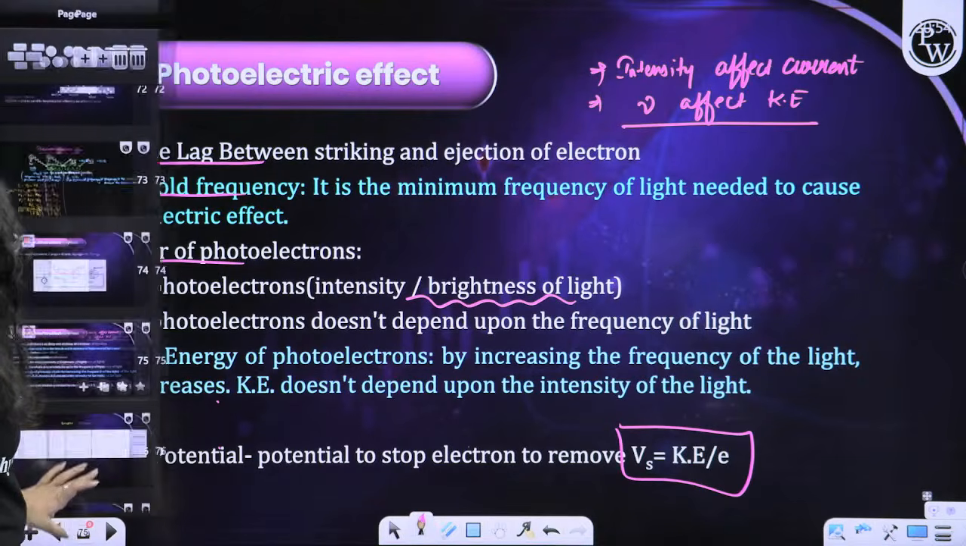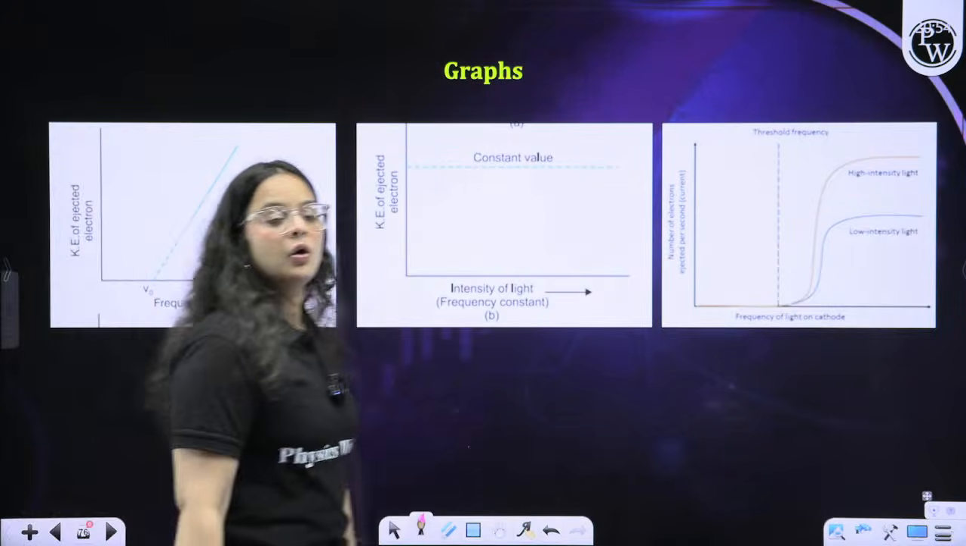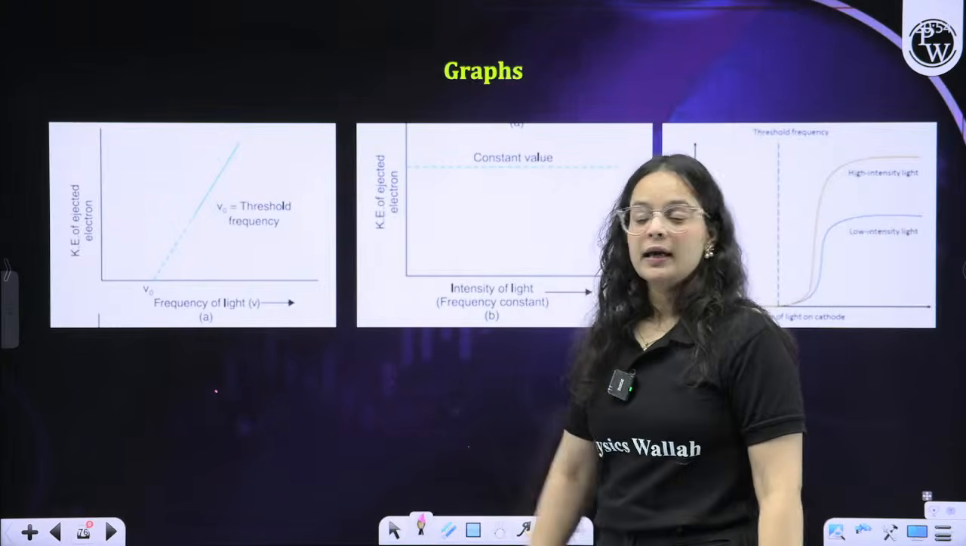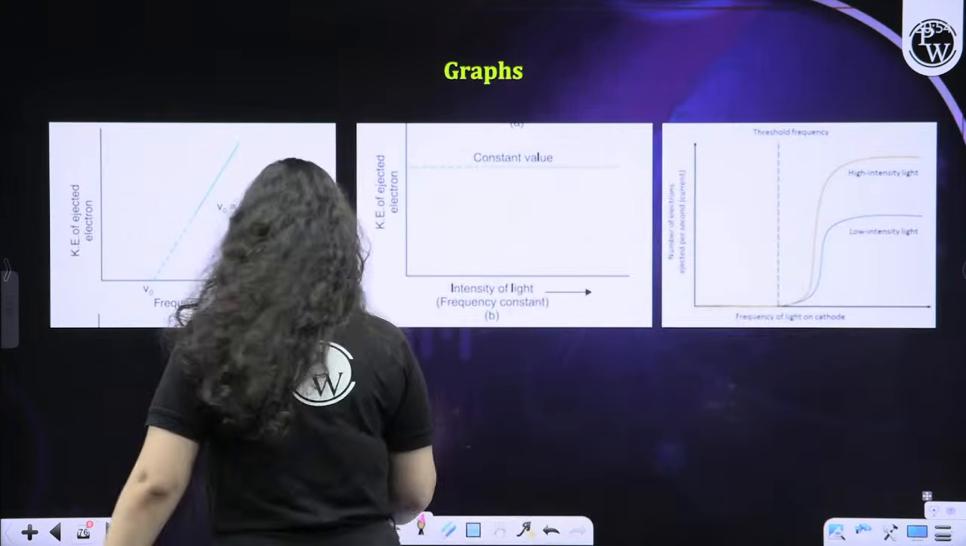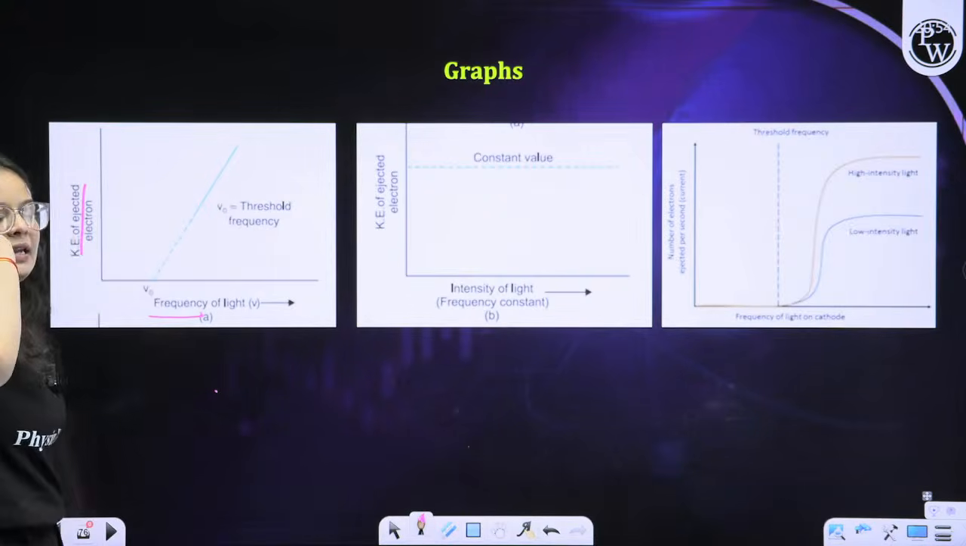Okay, moving on to the graph that we are getting of these different portions. In your physics as well, I know this portion is there, right? Here as well, we are discussing it. As I told you, the frequency and kinetic energy have a direct relation, so we are getting a direct linear graph, a straight graph.